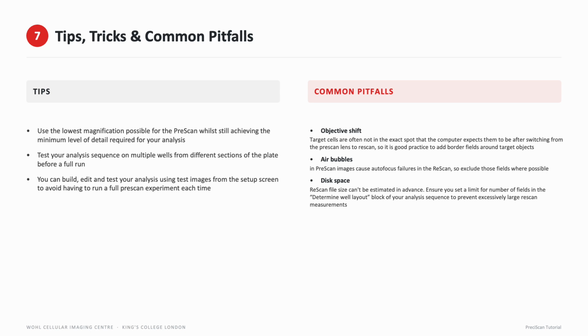And then to close up with a couple of tips, tricks, and common pitfalls. For the pre-scan, use the lowest magnification you can get away with whilst getting the minimum level of detail required for your analysis. This is because the lower your magnification, the bigger your field of view. Bigger your field of view, the faster your pre-scan.